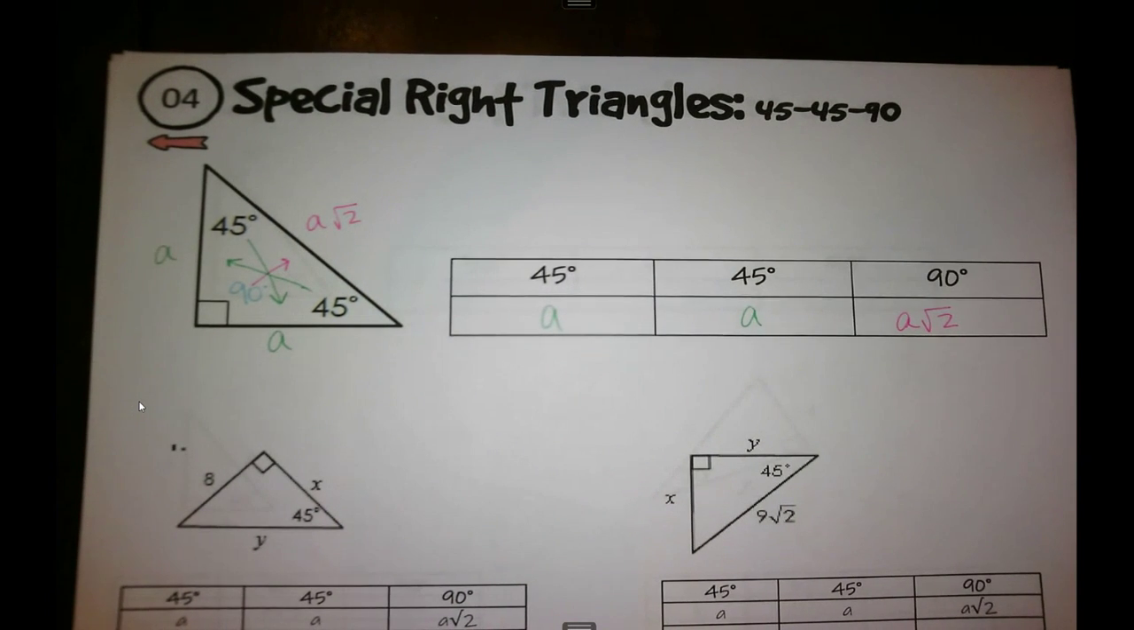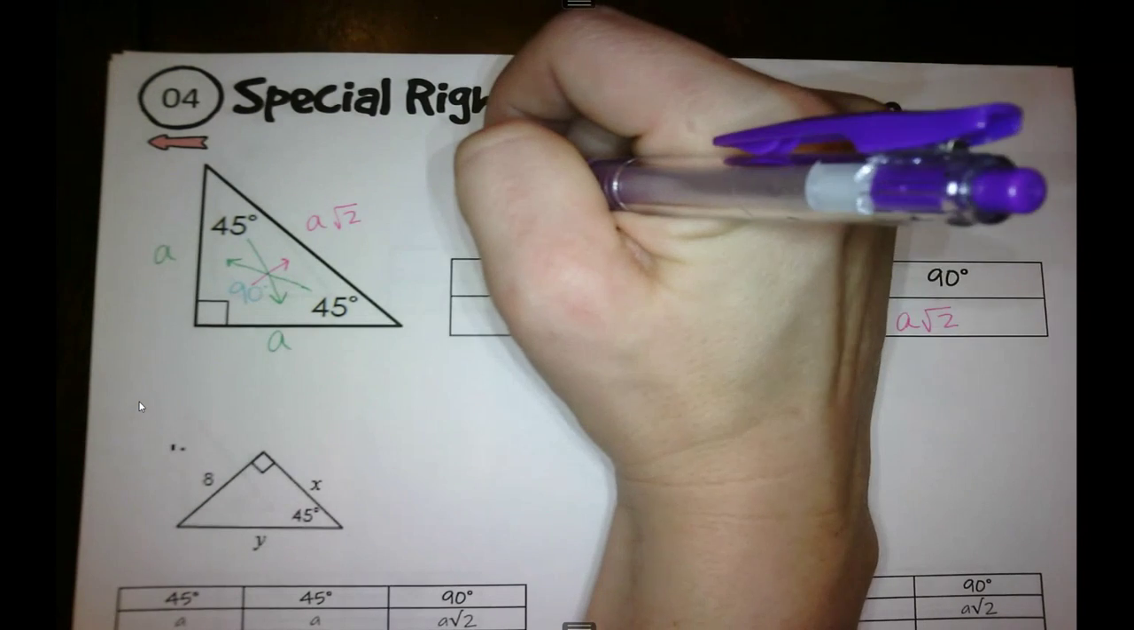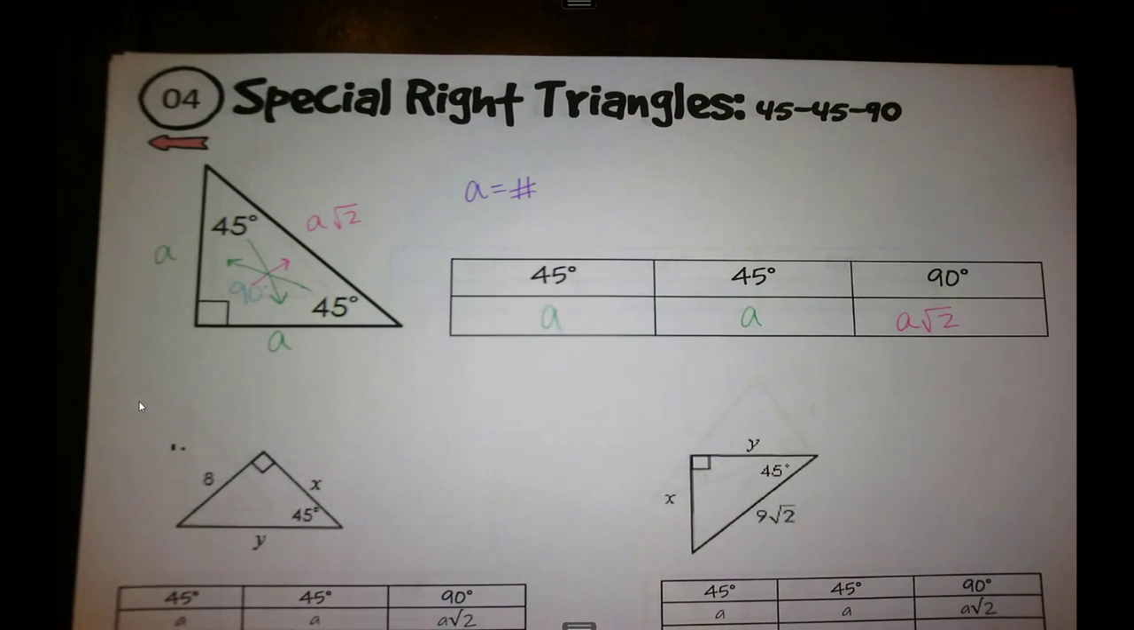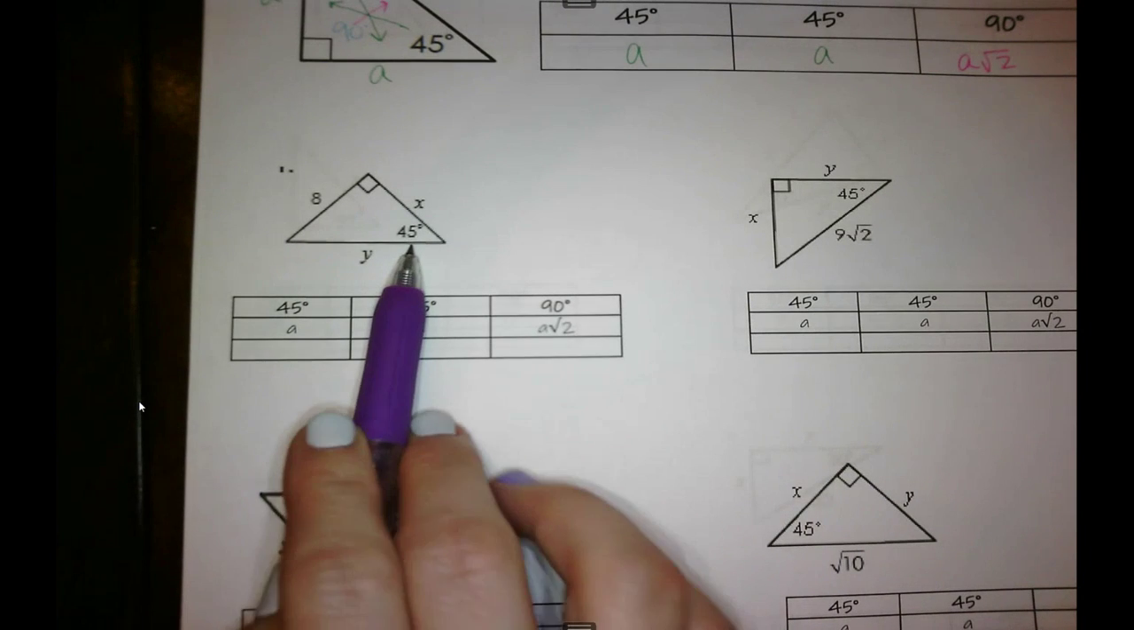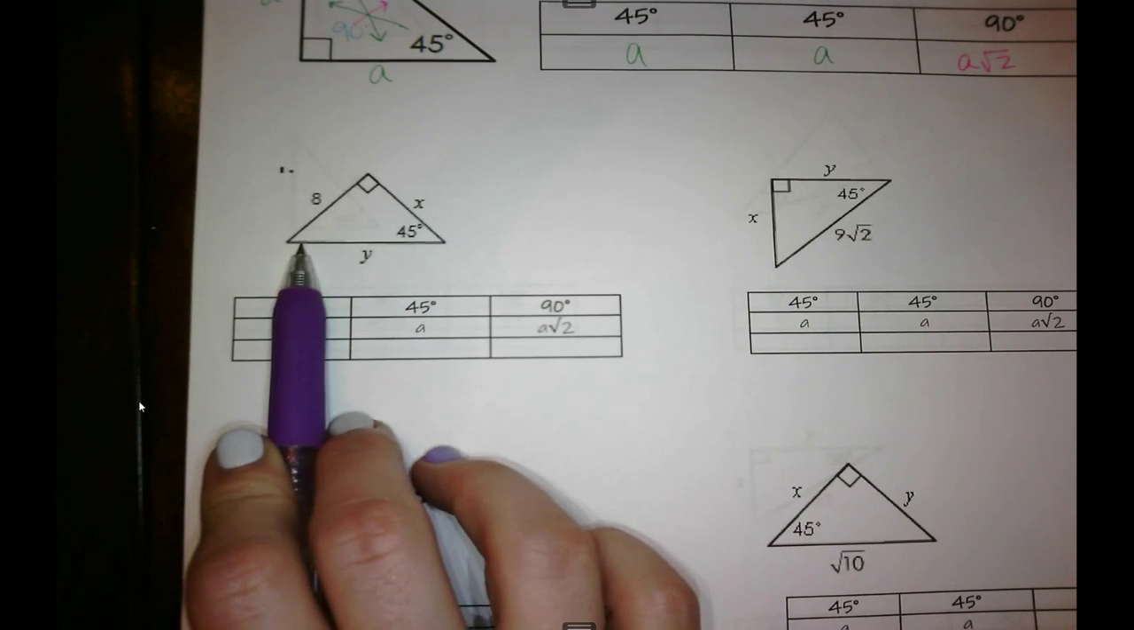So again, this is why we've reviewed and dealt with radicals and simplifying radicals here. And A is just some number. It's just a length. It could be 5, it could be 12. So let's look at an example. We've got our right triangle. If this angle is 45 degrees, this angle has to be 45. So we've got our 45-45-90 right triangle.